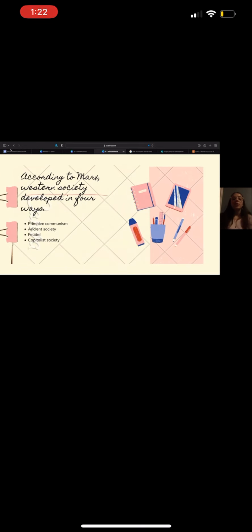According to Marx, Western society developed in four ways: primitive communism, ancient society, feudal, and capitalist society. I want everyone to reflect on this right now and how it relates to our society and how this is incorporated into our own lives and our peers before we move on to this next slide.